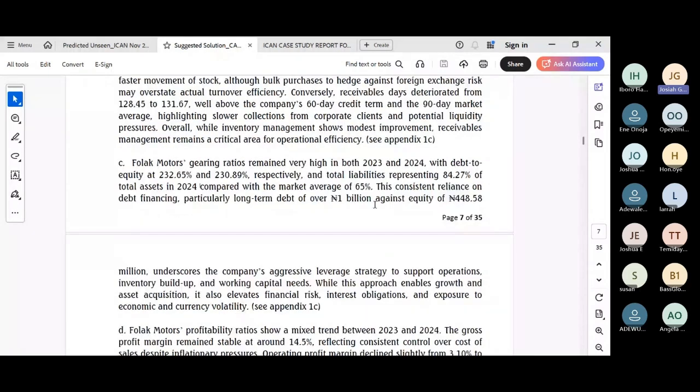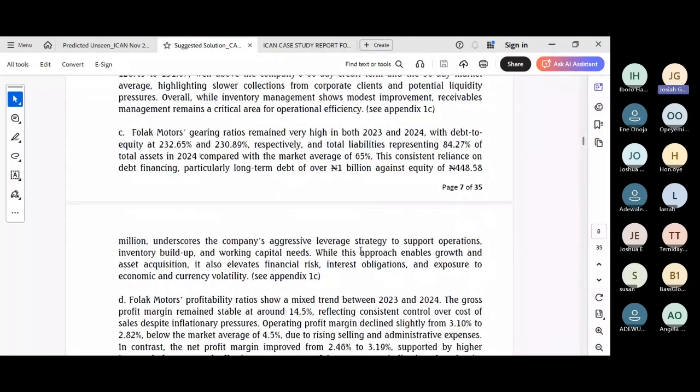And the market average is 65. So we said the constant reliance on debt financing, particularly long-term debt over 1 billion against equity of 448.58 million, underscores the company's aggressive leverage strategy to support operations, inventory build-up, and working capital. So please just write based on the numbers. It's a writing exam. Cross-reference the appendix.